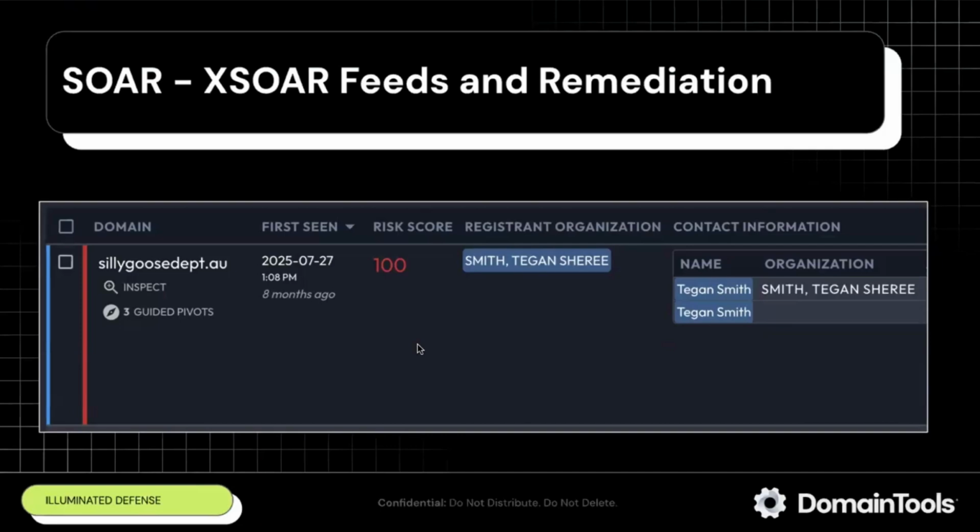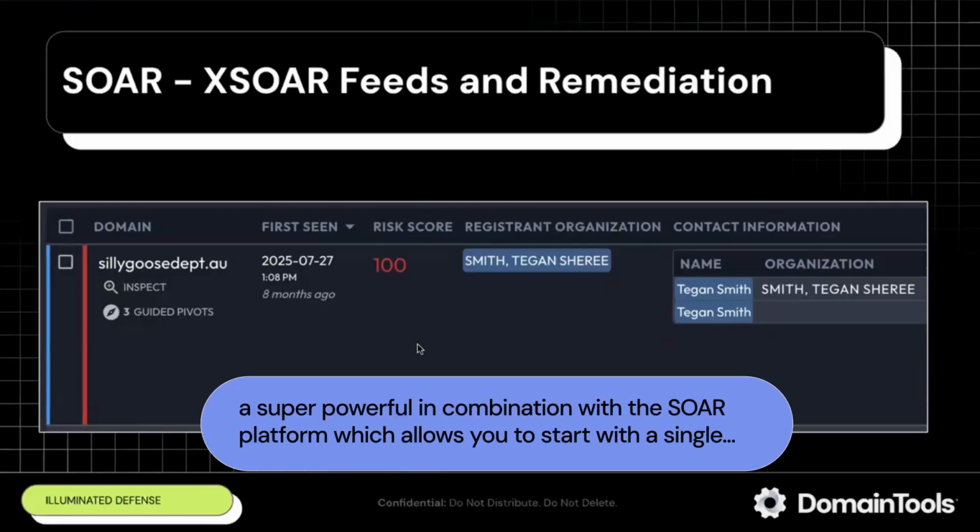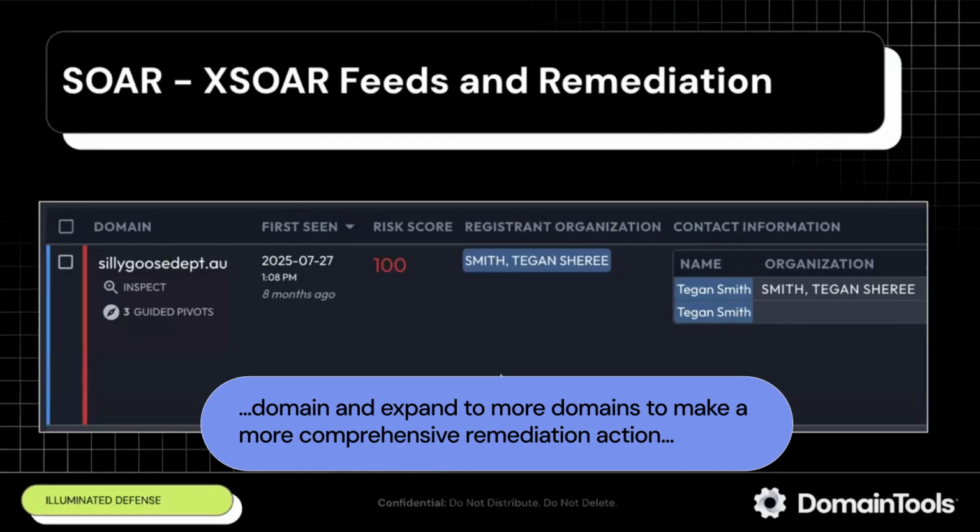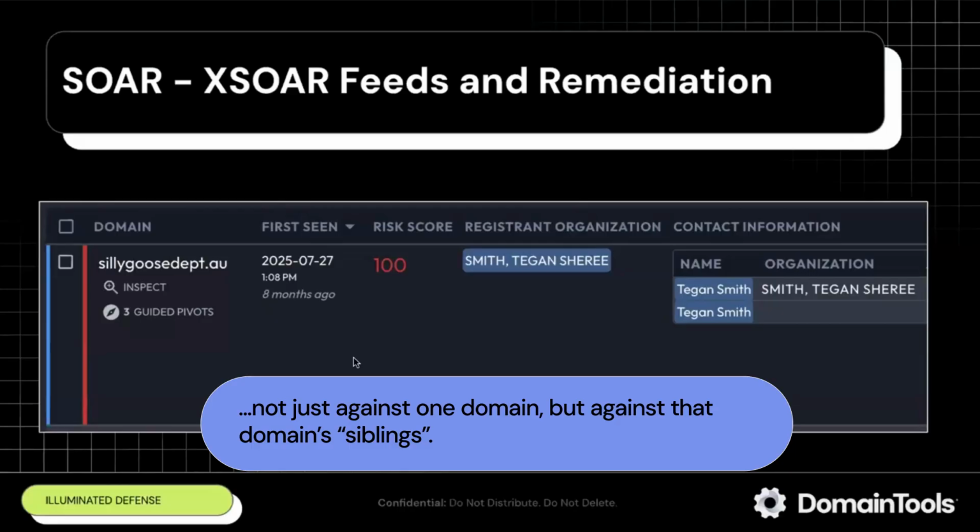And that's also available through API, which can power automated pivoting, which is super powerful in combination with a SOAR platform, which allows you to start with a single domain and expand to more domains to make a more comprehensive remediation action, not just against one domain, but maybe against that domain's sibling.